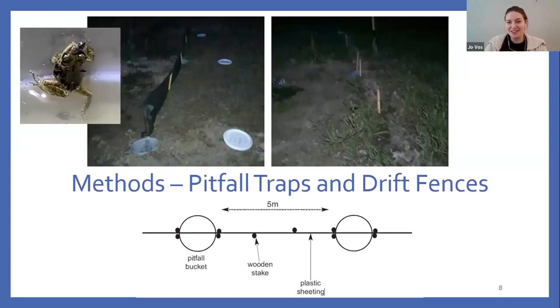And this little guy here in the top left is one of the boreal chorus frogs, young of the year, that we caught while we were out there during one of these nights. I was actually conveniently out there with my fiance, and I had zero hopes of catching anything. I was like, oh, I'm just going to go check the traps. I'll see if there's anything in there.